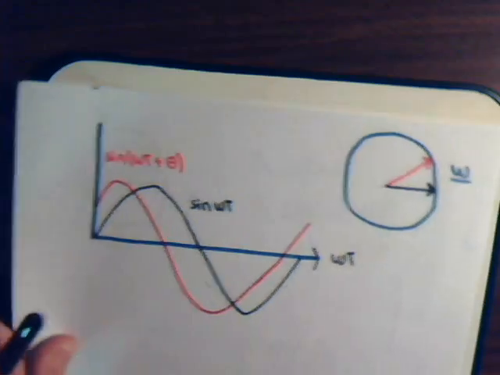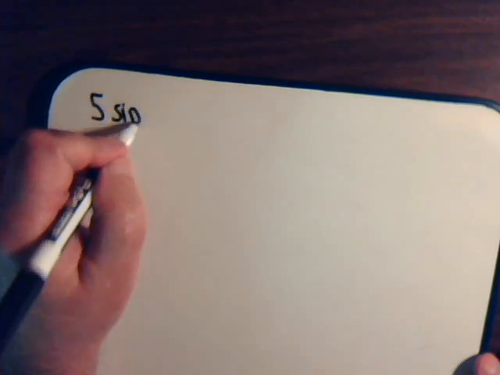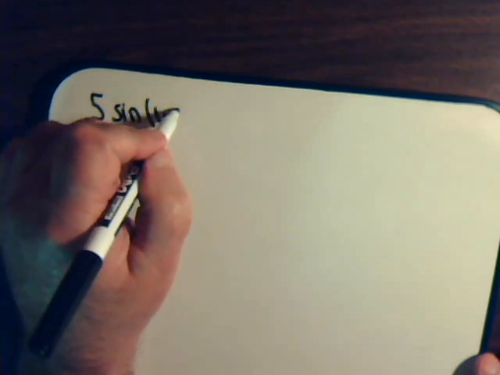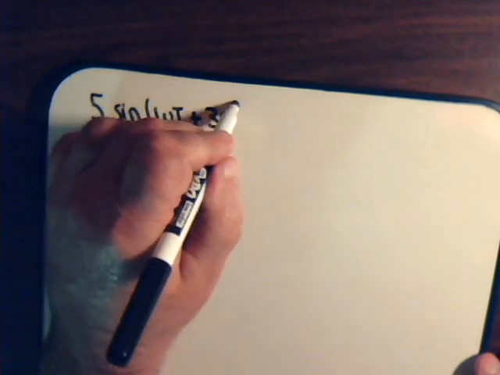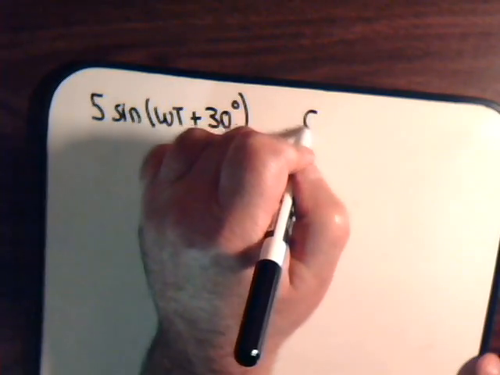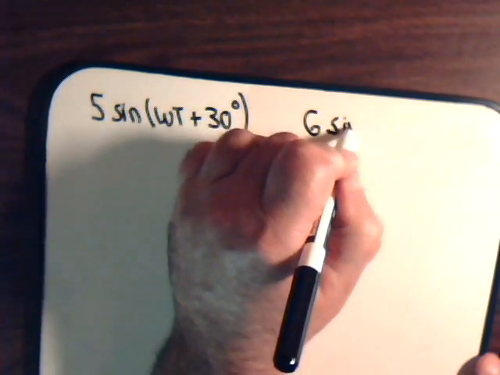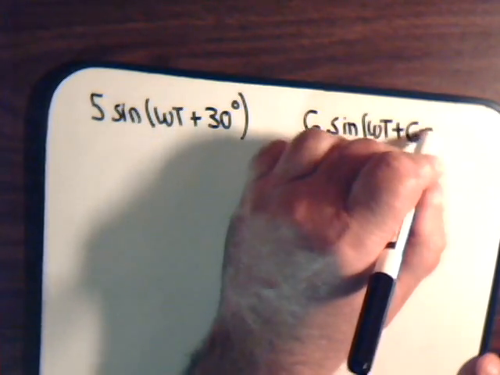We could have it something like this. Say we had 5 times the sine of omega t plus 30 degrees. And we had another one that was, say, 6 times the sine of omega t plus 60 degrees.